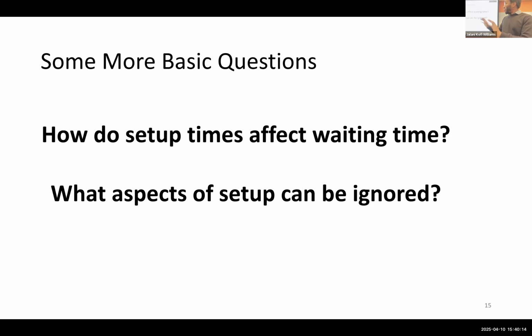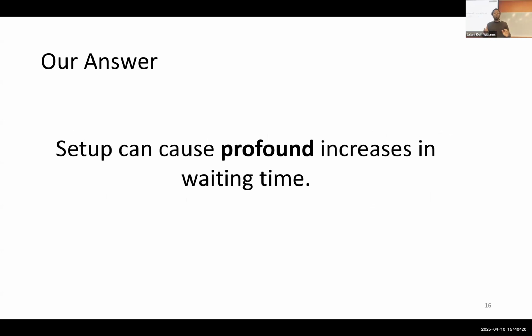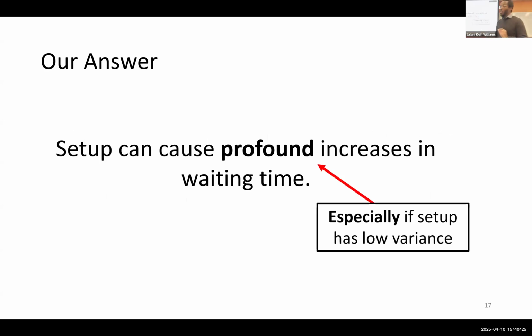And so the spoiler for our answers to these basic questions is that setup times can cause profound increases in waiting time. And this is especially true if your setup times have low variance. And this is actually very surprising to all of us working on this project, and it's been fairly surprising to the audiences where we've presented this work, because usually you're not saved by variance. Usually variance ends up hurting you in a queuing system. And so we'll talk a little bit about this very strange result as we move forward.